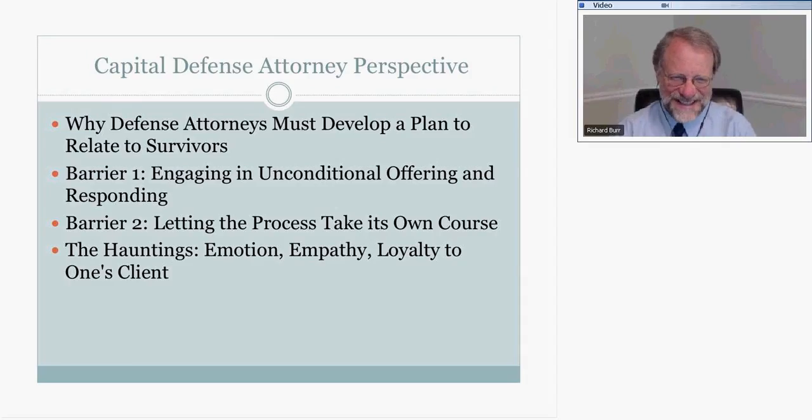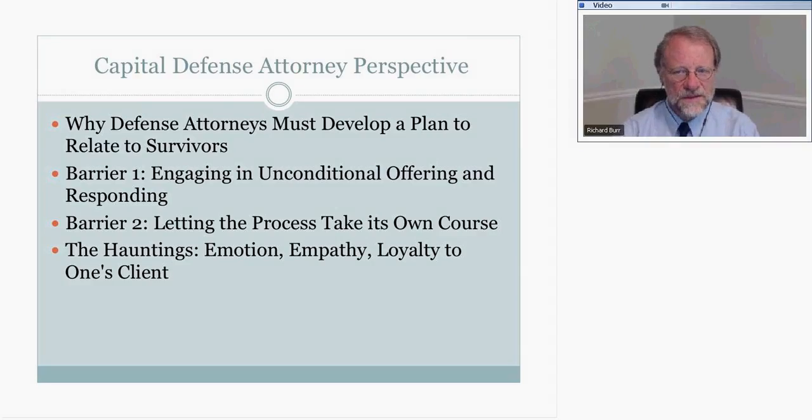There are three reasons, I think, that we have learned over the years and that we talk with lawyers about, why we have to develop a plan to relate to survivors while defending a client in a capital case. First is what I think of as existential or spiritual, but I think in a sense existential is more defining.